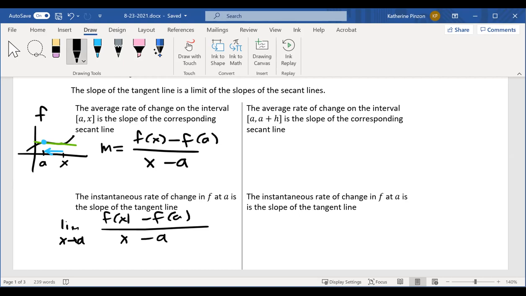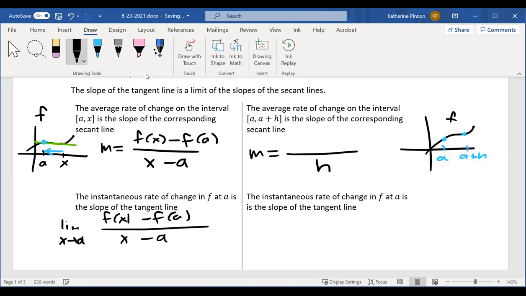In this case, the picture is going to look pretty much the same, except I'm going to label them a and a plus h. But I'm still going to find the slope in the same way. What do I get when I do a plus h minus a? If I do this x value minus that x value, a plus h minus a, what do you get? You just get h, right? And then the numerator is going to be f of a plus h minus f of a, because the slope is change in y, find the y values, you plug them into the function, over change in x.